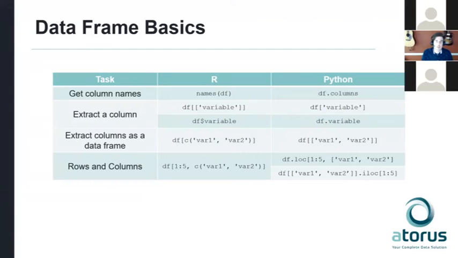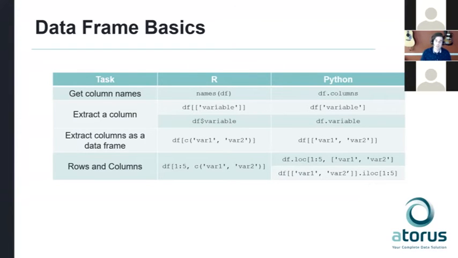So, data frame basics. I have up here some comparisons between R data frames and Python. To get your column names, there's the names function in R, which is a generic, and you're able to access the names of whatever object. So df here would be our data frame. In Python, if you want to see the column names, you can do df.columns.